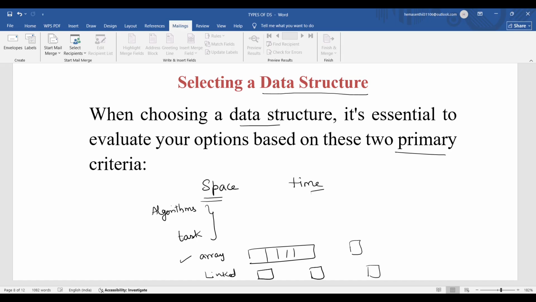And the time complexity is different. Time complexity means how much time is required to perform a particular algorithm. Suppose the number of inputs is equal to 100, how much time is required? If I increase it to 1000, how will the time increase? That is time complexity. As the number of inputs increases, the time required to complete the task also increases. These two play an important role in choosing a data structure for a specific task.